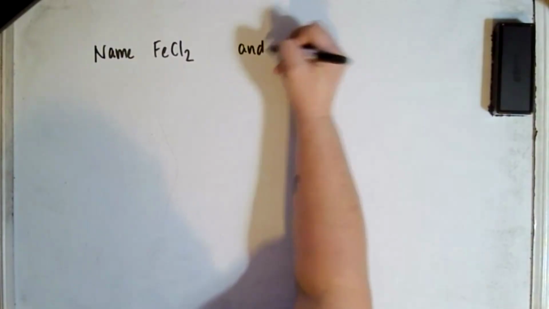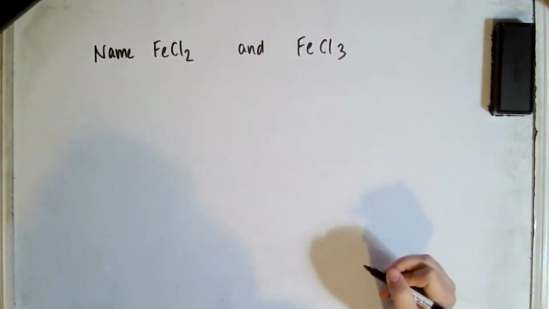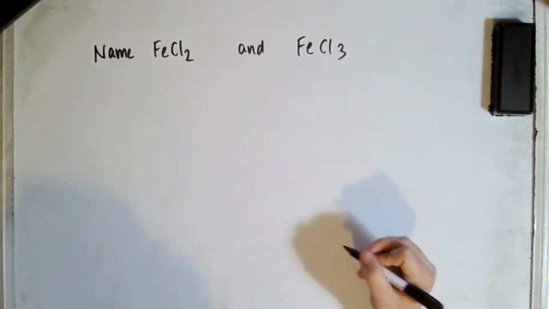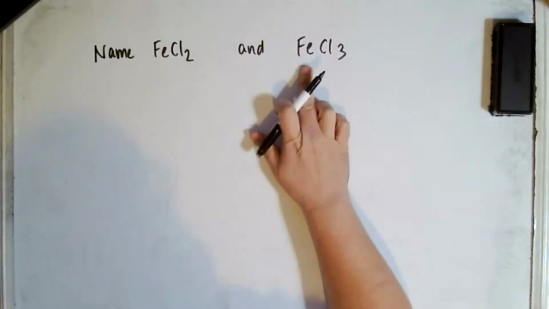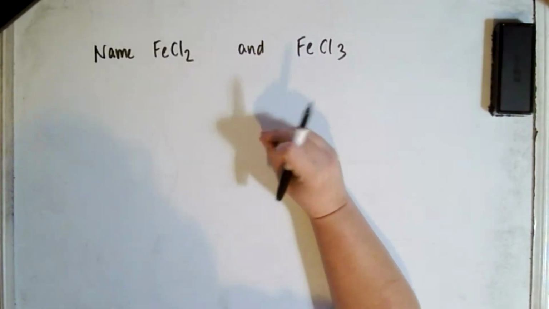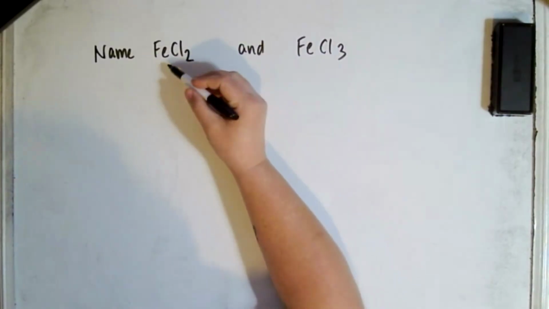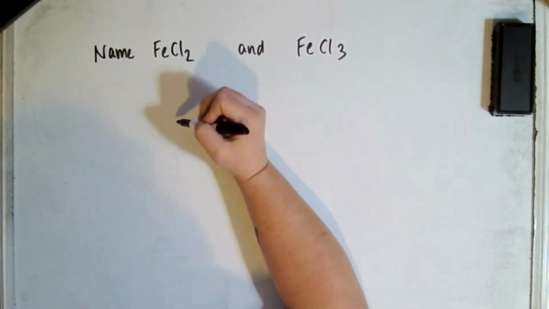And let's also name FeCl3. So just so we could see both of those. Okay, so once we recognize the fact that iron is in the transition metal rectangle, we know it has a variable charge. We're going to use the chlorine to figure out what the charge on the iron is.